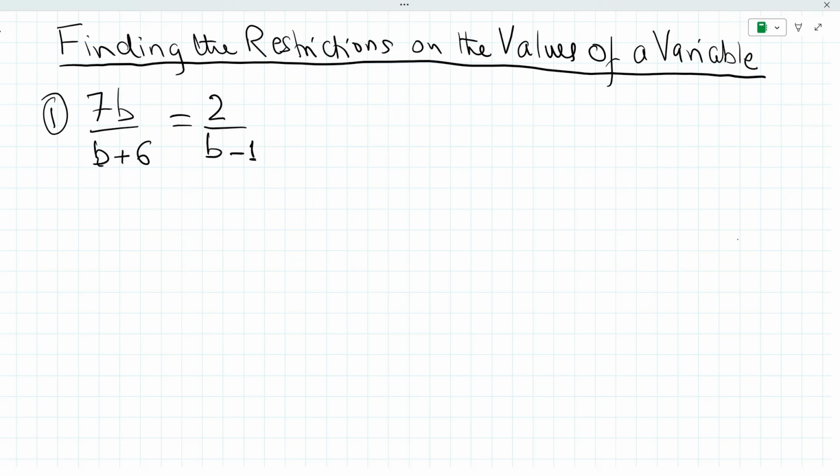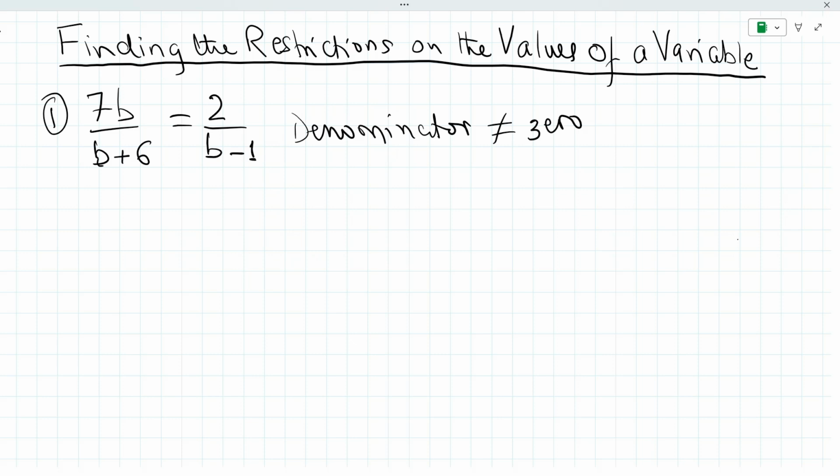Now, in this case, what we have to keep in mind is that the denominator position of every fraction must never be equal to 0. The denominator must never equal 0. Because if it is 0, anything divided by 0 will always give you a very, very big infinite number, a number we can't determine the value of.